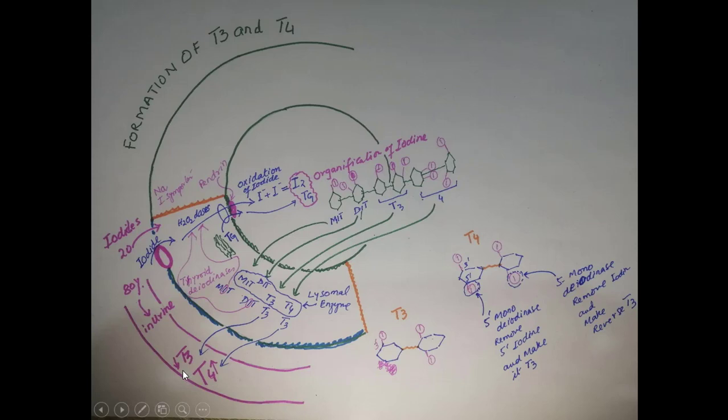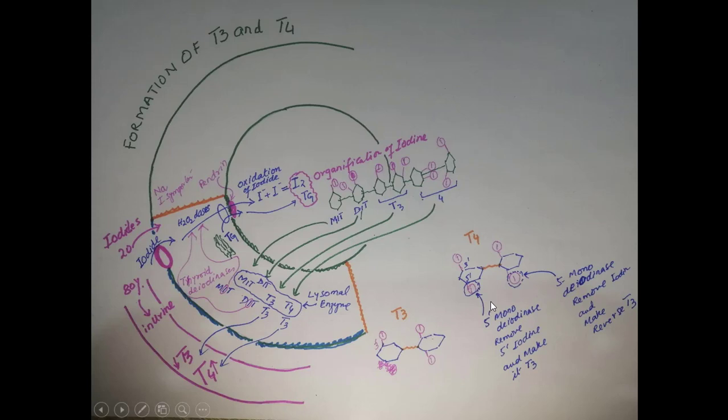Now, once T3 and T4 have leaked into the circulation, they have to reach the tissues. You must know that T3 is the active form and T4 is not an active form. T4 has to convert into T3 before it becomes active. Although T4 is larger in quantity and T3 is less in quantity, the active form is T3.